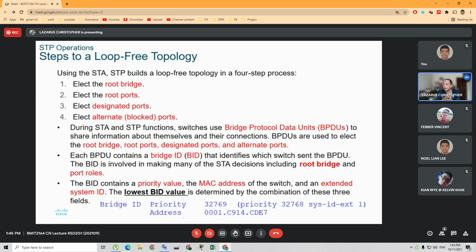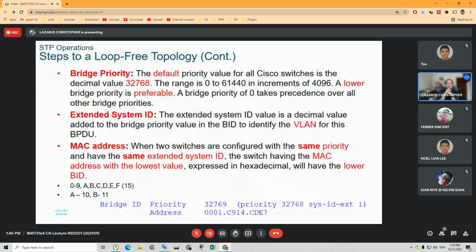What we compare is the bridge priority first. Now, bridge priority by default has the same value. It's a default value given by Cisco for its switches, which is 32768. If this is all equal, the switch will start looking at the second piece of information, which is the extended system ID. In fact, the system ID is basically taking the priority and adding the VLAN ID. This matters in the sense that all the switches in operation belong to the same VLAN.